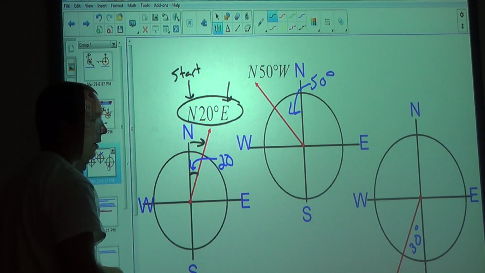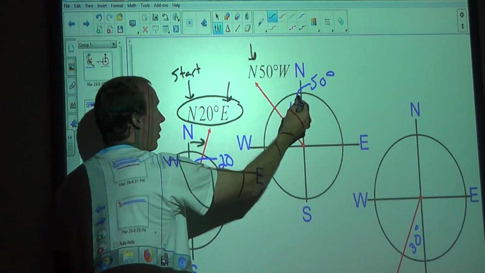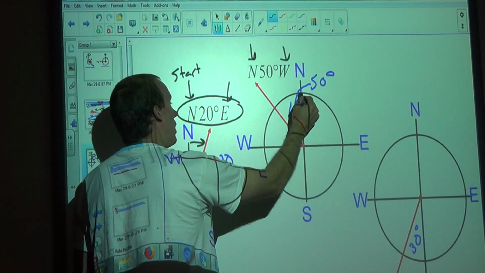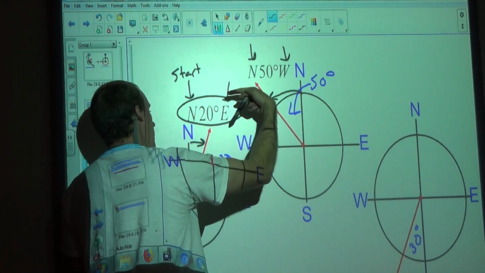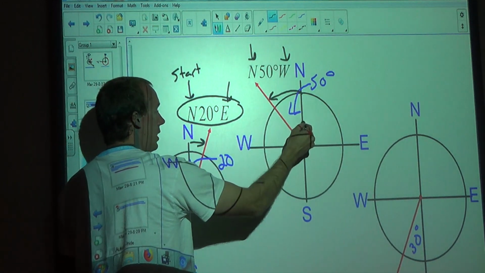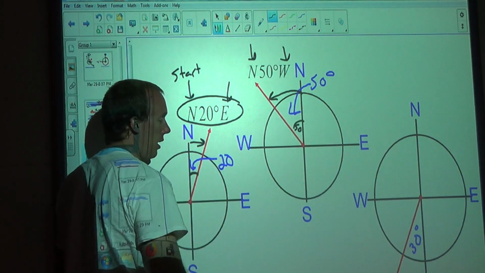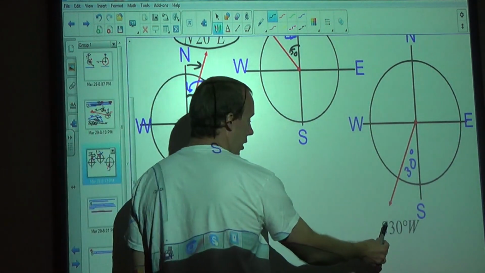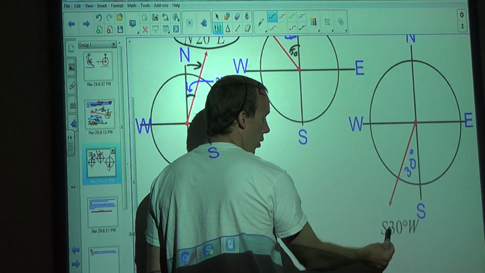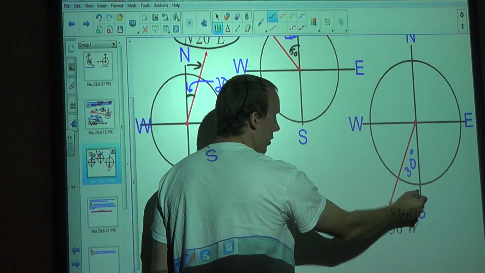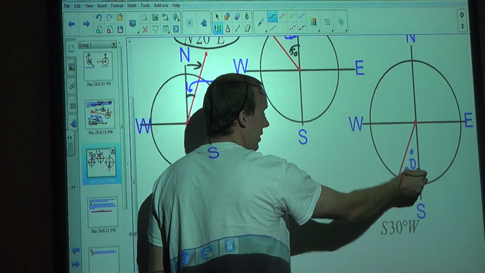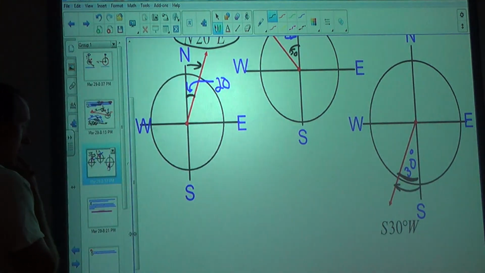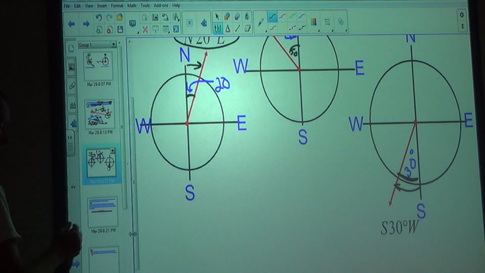Okay, here it says we start at the north, we're going to go 50 degrees in the westward direction. So if I start at the north, I'm going to swing my line this way in the westward direction, 50 degrees, and then that angle here would be 50. Okay, and my third diagram here, I start at the south, I go 30 degrees in the westward direction, so it spins in that direction, and then this angle from here to here would be 30 degrees. So that's another way of them giving directions for us.